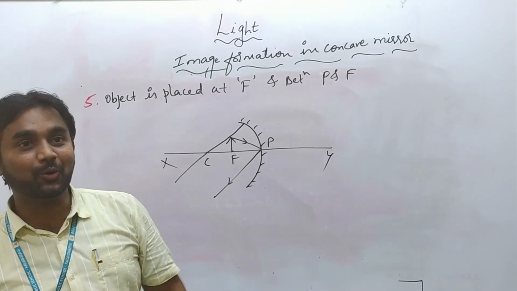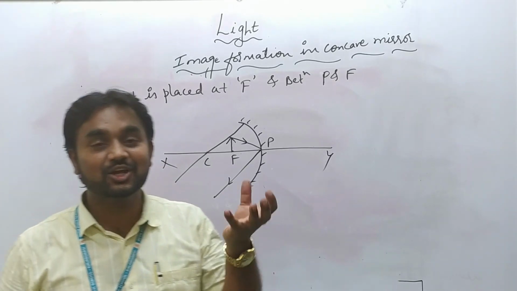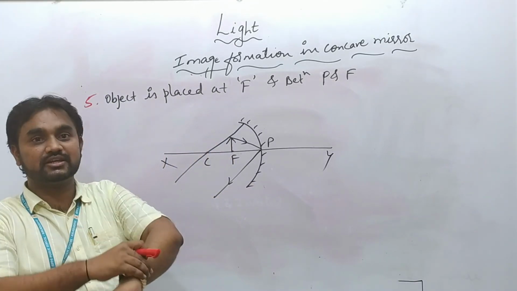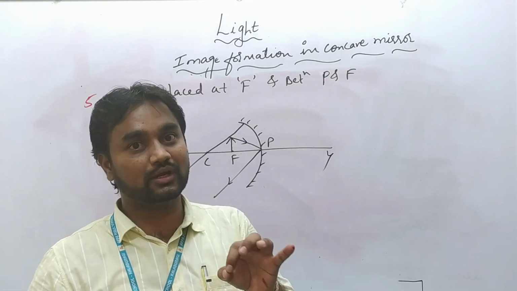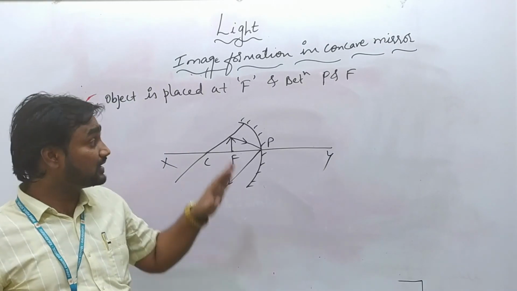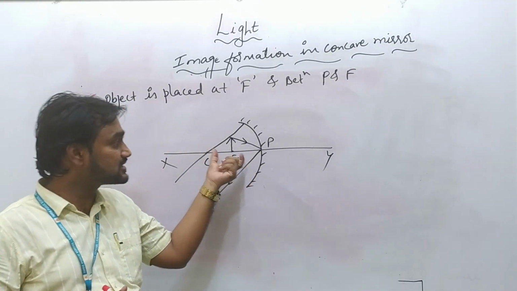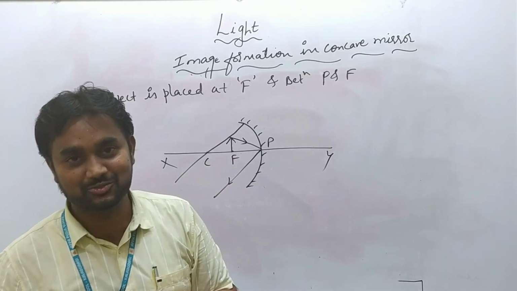So this is the only one position of the object where you get the virtual image. Is it not interesting? Because in the convex mirror as well as in the plane mirror, we get only virtual images, but in the concave mirror you get both real and virtual images, and this is the only position. When you place the object between P and F, you will be getting the virtual image.